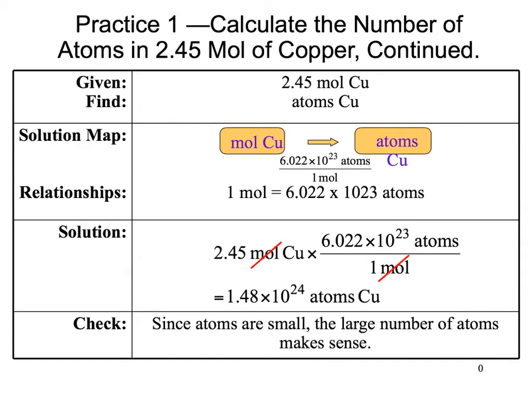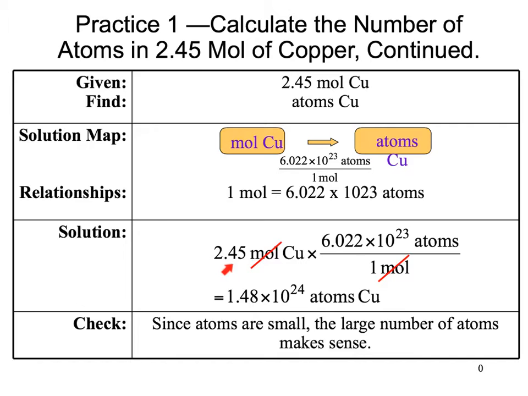Let's look at a problem where we must calculate the number of atoms in 2.54 moles of copper. We are given 2.54 moles of copper, and we must convert to atoms. Again, a one-step conversion. We will be using 1 mole equals Avogadro's number of atoms. As always, start off with what is given in the problem. In this case, 2.54 moles of copper.